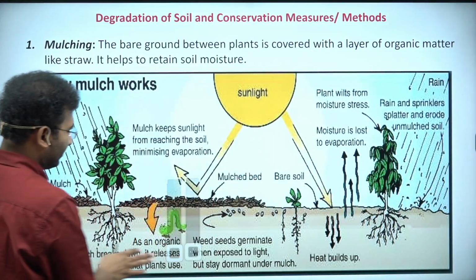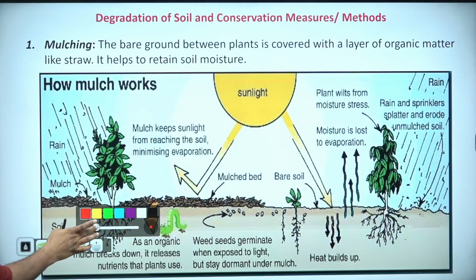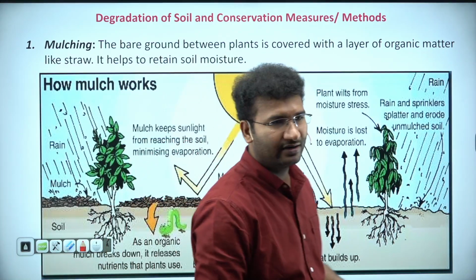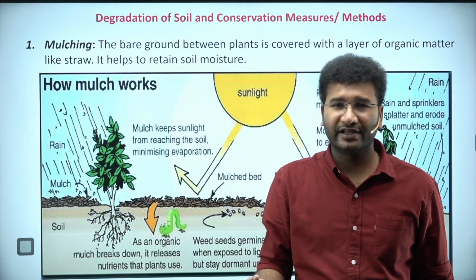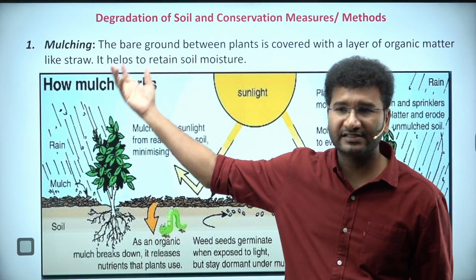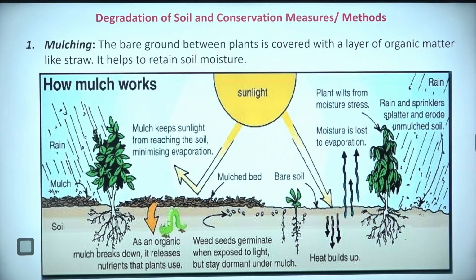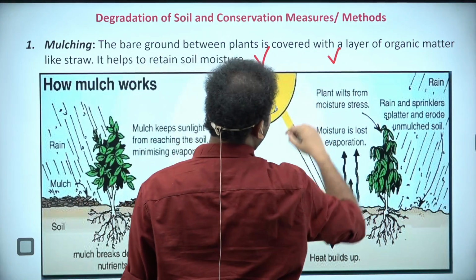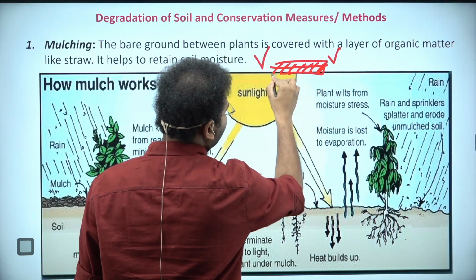See, soil conservation is one of the most important tasks that you are supposed to do, because land is a natural resource, and the question is how to conserve this land. The first way is, when you are cultivating crops, there is a good technique by the name of mulching. Mulching says that the bare ground between plants is covered with layers of organic matter like straw. It helps to retain soil moisture. For example, you have planted a plant here and a plant here. In between this area, you are asked to fill with organic matter.